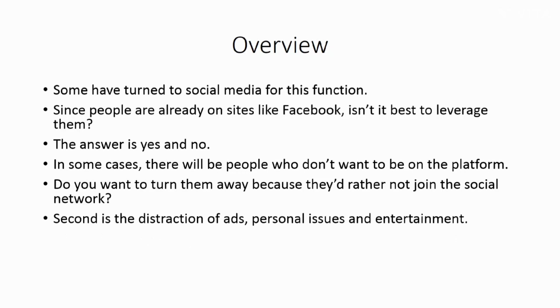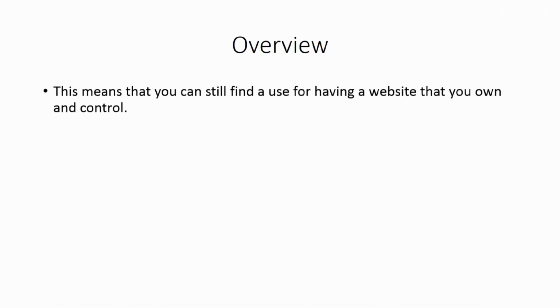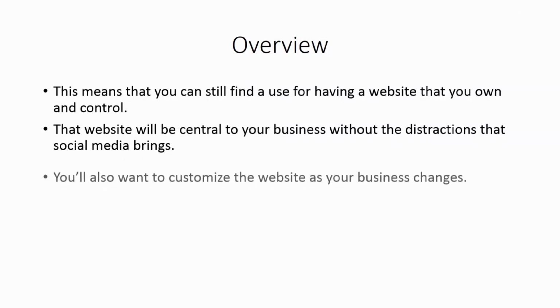Second is the distraction of advertising and personal issues and entertainment, all of which happens on social networks. Of course, this is going to work to your advantage when you are advertising, but it could work against your best interest if you want to hold your team's vital information on that social network. This means that you can still find a use for having a website of your own that you control. That website will be central to your business without the distractions that social media brings.